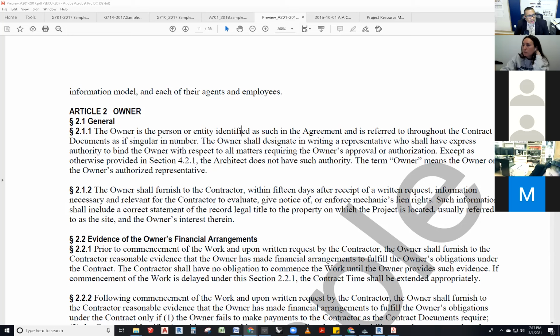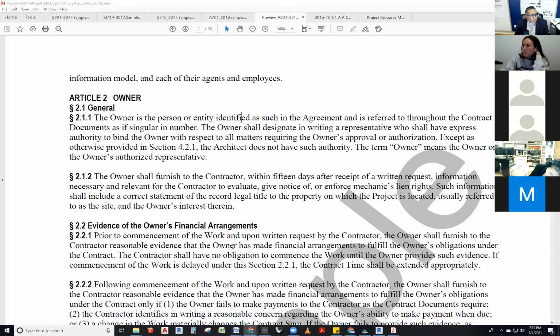So the owner shall designate in writing a representative who shall have express authority to bind the owner with respect to all matters requiring the owner's approval or authorization, except as otherwise provided in section 4.2.1. The term owner means the owner or owner's authorized representative.